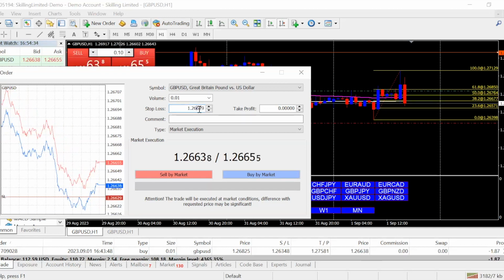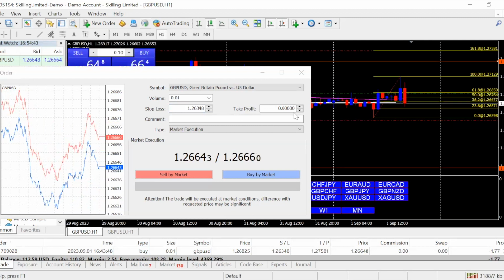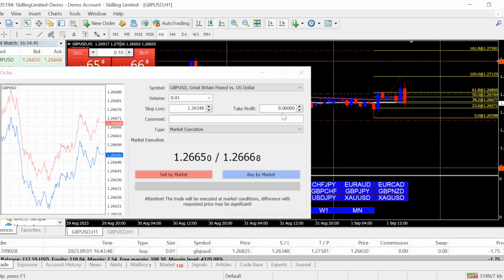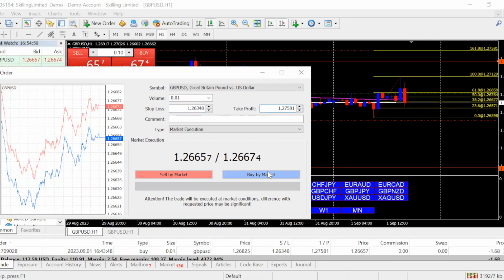So 1.26348. And target, you will drag this to find the target there, 1.27581. So target 1.27581. Okay, and then you place your buy order.